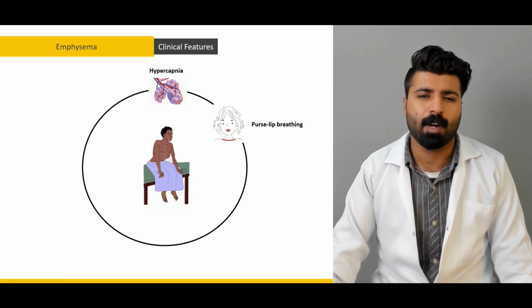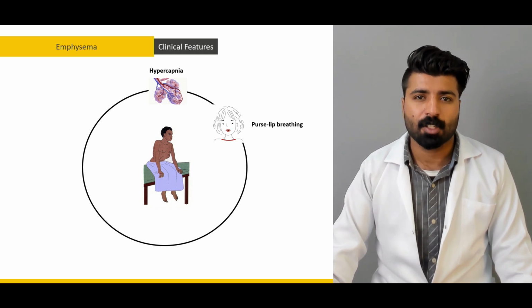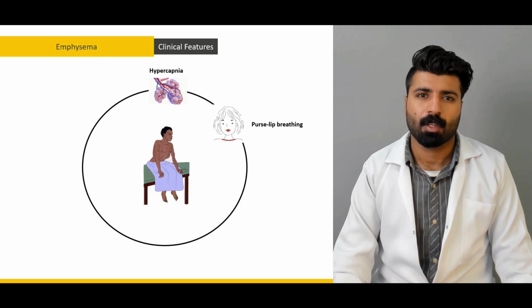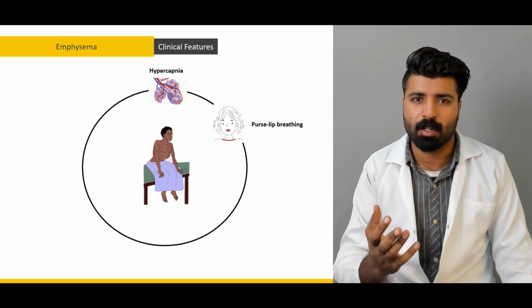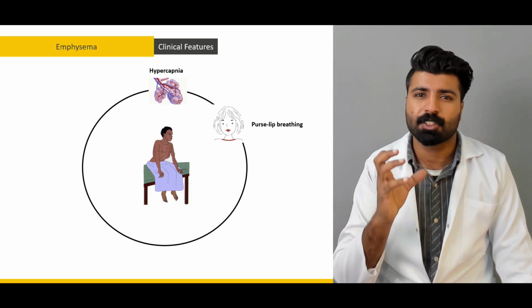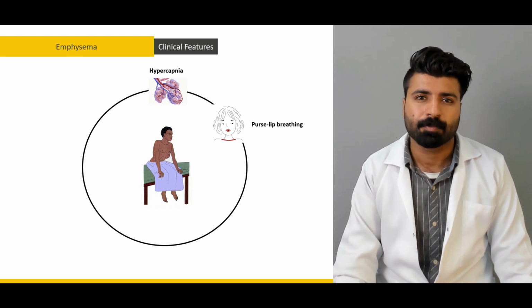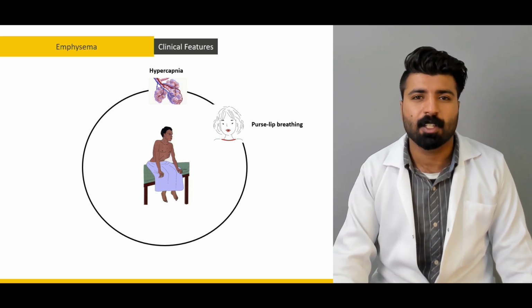Why does it happen? Why does he do that? It's a slow process. Because as he's expiring, he's doing it through pursed lips. That pursed-lip breathing is going to give a back pressure. Because you're not giving away all your air, you're keeping it, you're building a back pressure. That back pressure is required to keep those alveoli, those airways, open. So whenever you meet a person with emphysema, you will always see him breathing like this.